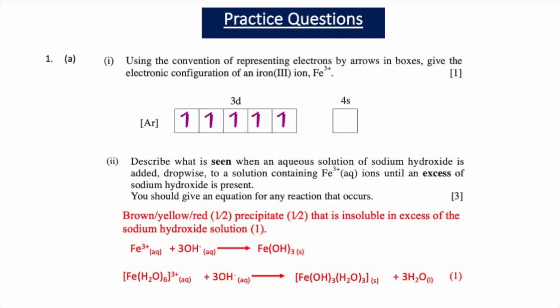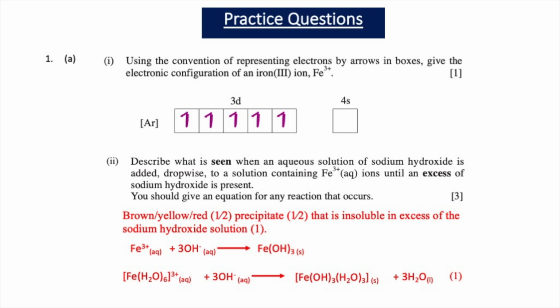Question 1a is asking you to use the convention of representing electrons by arrows in boxes to give the electronic configuration of an iron 3 ion, Fe3+. Now, iron's electron configuration ends in 3d6 4s2, so iron 3+ will be 3d5. So the electrons fill the orbital singly before they pair up. This is what the electron arrangement looks like. There's one electron in each 3d orbital. If you had the correct electron configuration, you get 1 mark.